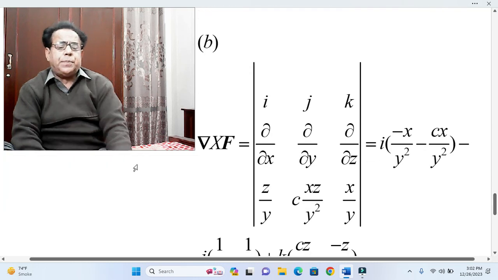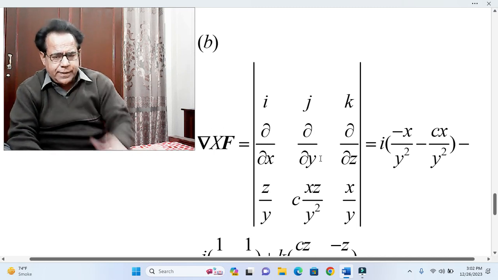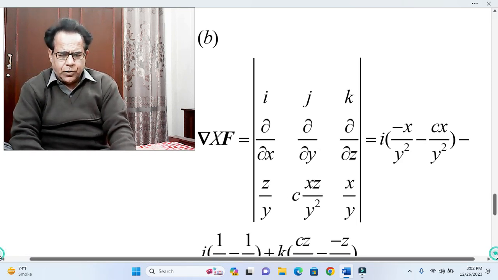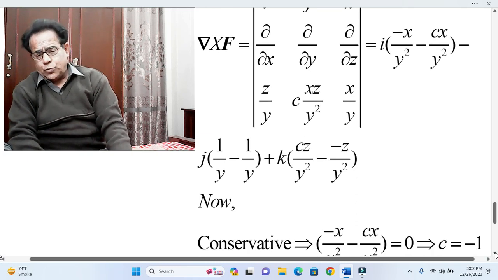Now we come towards part B. Curl F is equal to the determinant with rows i, j, k; partial over partial x, partial over partial y, partial over partial z; and z over y, Cxz over y squared, x over y.